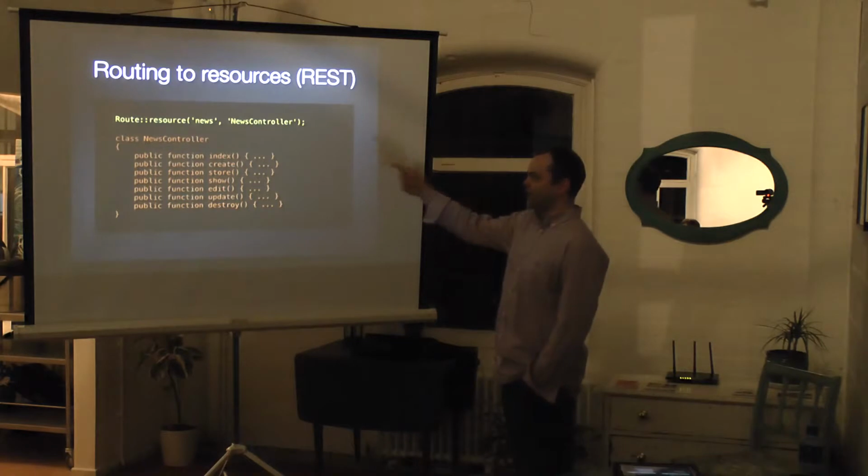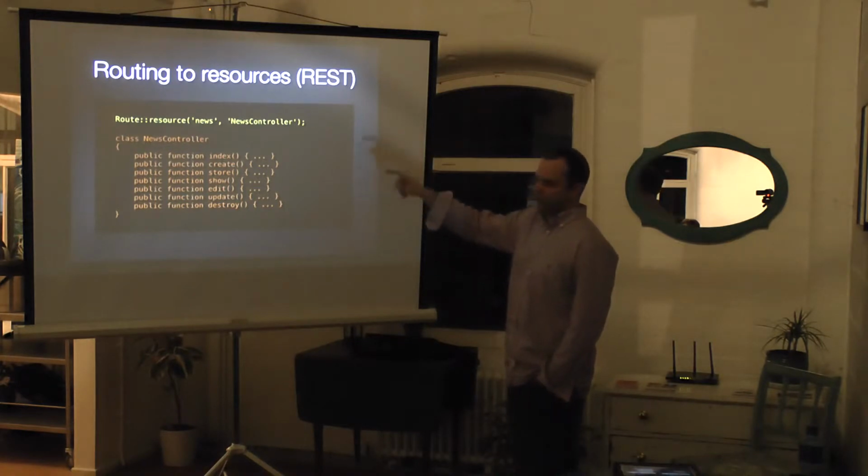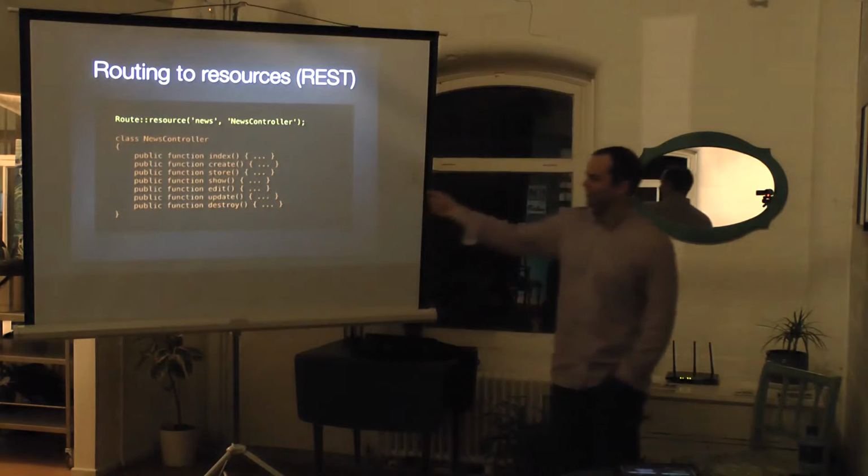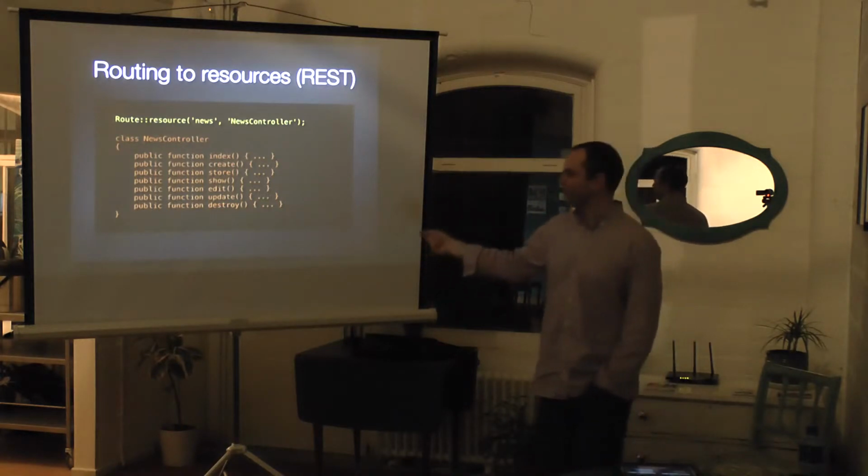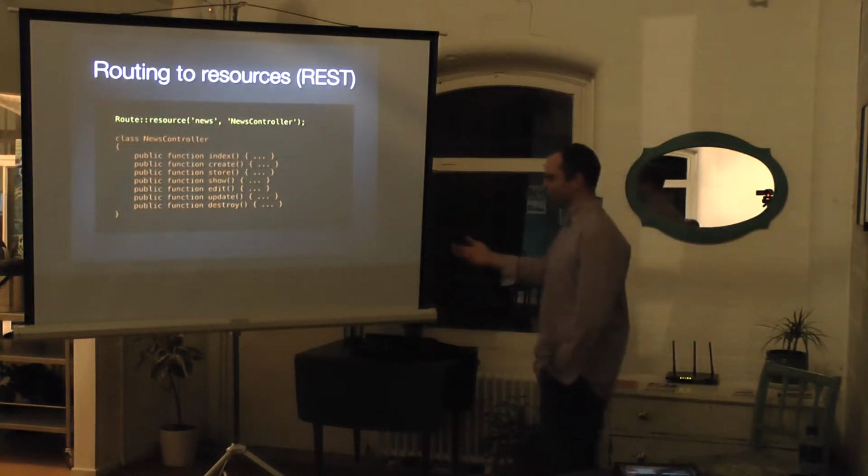You'll see there's no get or post in front of any of these. It doesn't need to be. It knows that if you're going to an index, it's get. If you're doing create, it's get. If you're doing store, it's post. If you're doing show, and so on and so forth.